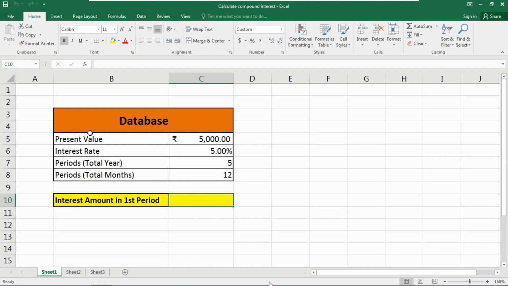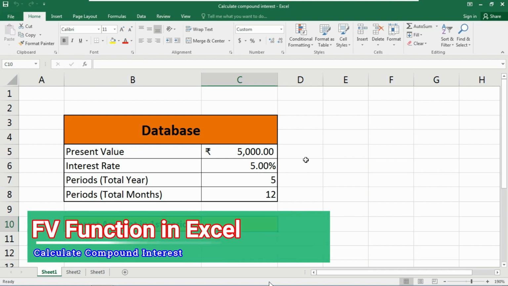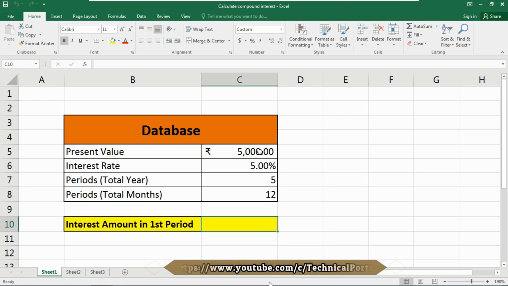Now let's begin. So here you can see that I have a simple database in my Excel workbook. To calculate compound interest in Excel, you can use the FV function. Note that carefully, this example assumes that this 5000 rupees, or you can say currency, is invested for 5 years at an annual interest rate of 5% that will be compounded monthly, right? So the formula for the interest amount in the first period will be like this, and make sure to watch this video till the end because I will explain each and every argument used in this function, right?